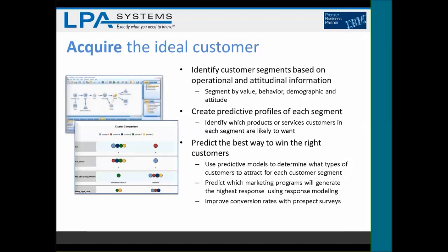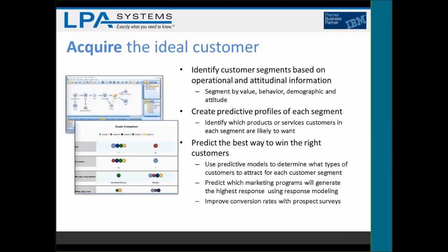So we would begin and identify different customer segments using operational and attitudinal information. And using Modeler, you can segment in as many ways as you can think of: value, behavior, demographics, attitude. All of these different segmentation approaches are available to you using Modeler. Once you've got a segmented view of your customer base, you can then create predictive profiles for each of those segments, and they may not be the same. Each segment might be quite different. You could identify which products or services customers in each segment are likely to want.